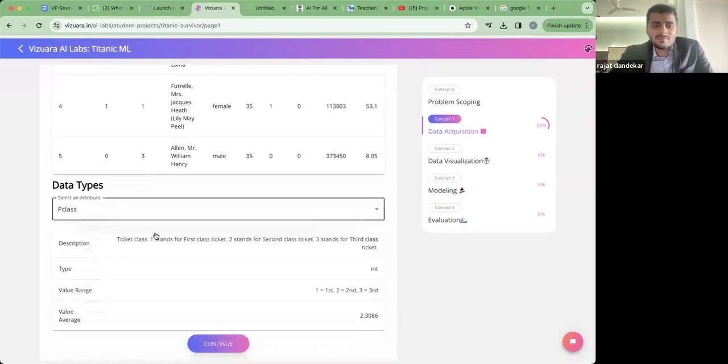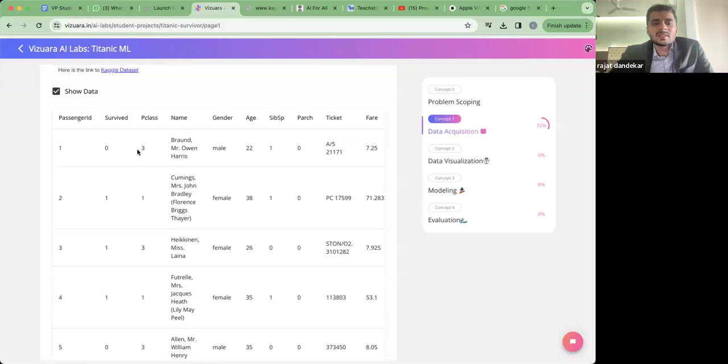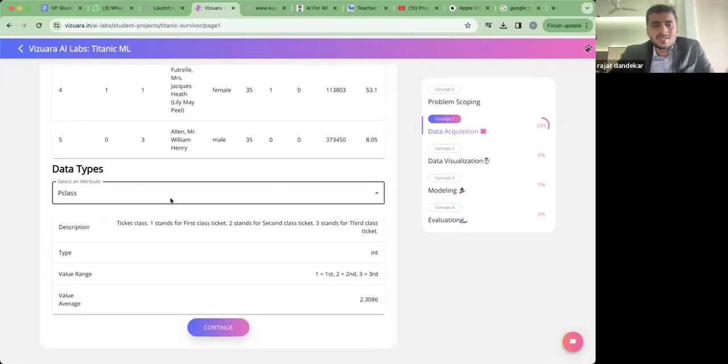Let's move on to the next type, P class. P class is the ticket class for this particular passenger. 1 stands for first class ticket, 2 stands for second class, and 3 stands for third class ticket. Here you can see that this particular passenger had the third class ticket. You can correlate the class with the platform of the passenger. Most of the people with the third class were given some beds in the most bottom platform of the ship, where all of these people were actually crowded. So that is the second attribute.